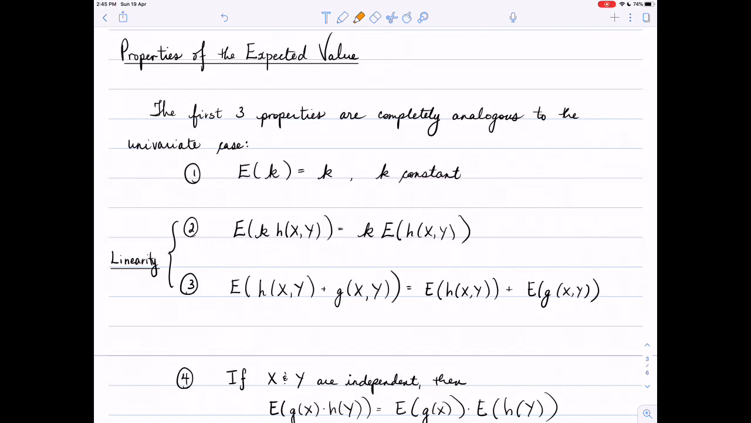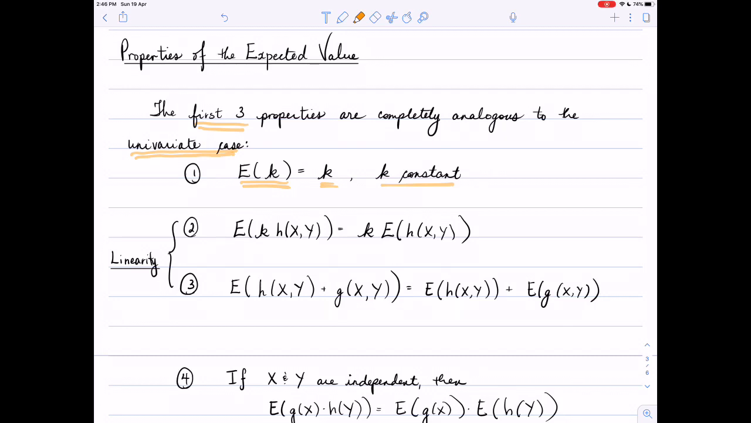So going ahead, the expectation has some useful properties that can shorten your calculations rather than integrating absolutely everything. Some shortcuts can be taken, and the first three of these are completely analogous to what you should have seen in your previous probability course, and that is the expected value of a constant is a constant. It's just some constant here. And these can be proven.